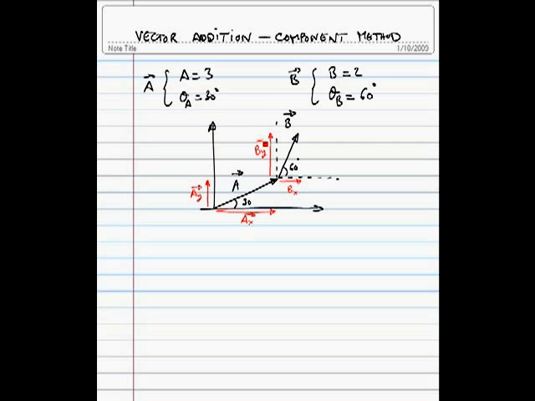Remember, vectors can be moved around all over the plane as long as they change neither their direction nor their magnitude, which means that I can move bx from here to here, and I can move by from here to here.